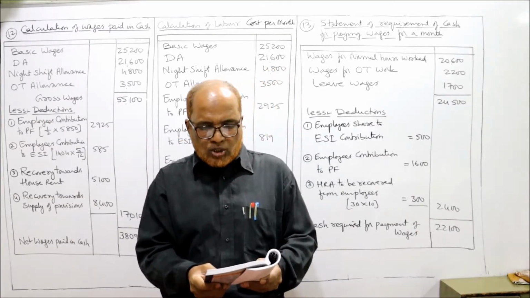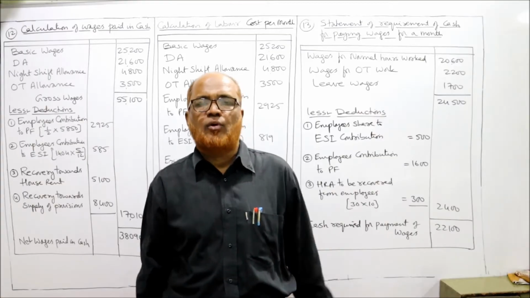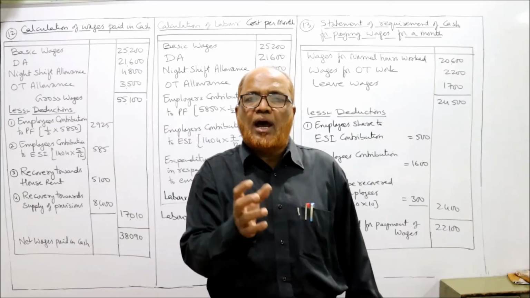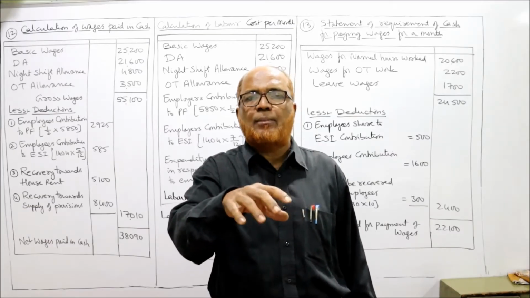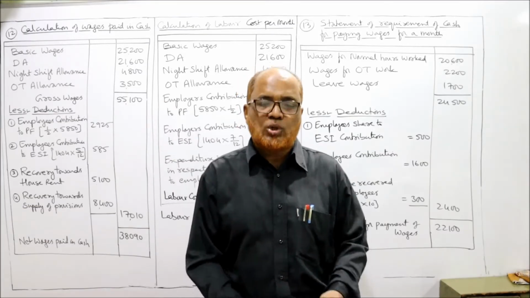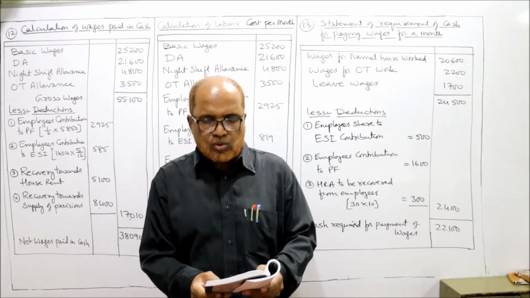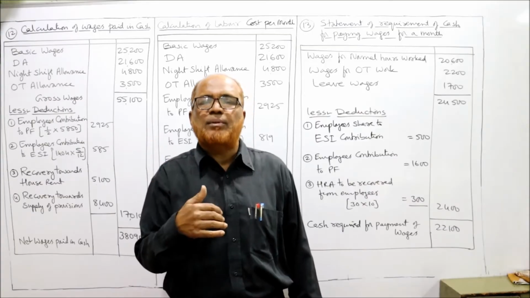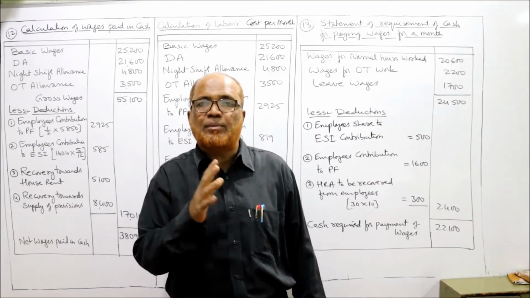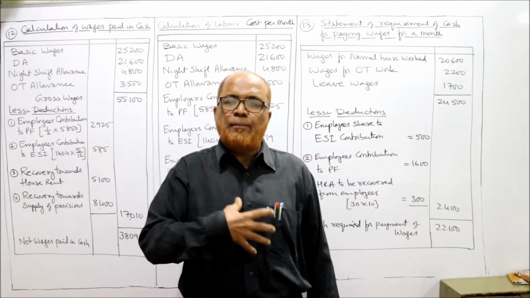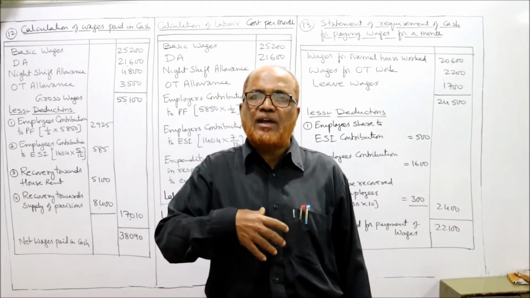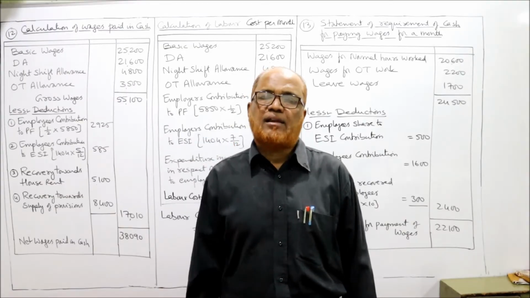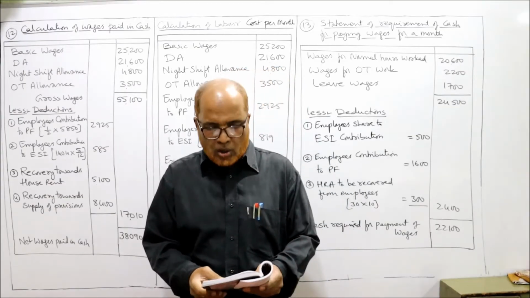Employee's state insurance contribution for the period 1,404. The employer has deposited the amount with PF and also with ESI, state insurance. Then recovery towards house rent 5,100. The house rent has to be recovered from the employees, so it will be deducted from salary. Suppose the employer has given quarters or rent-free houses to the employees, the rent will be deducted from the salary. So this will be deducted from the gross wages.